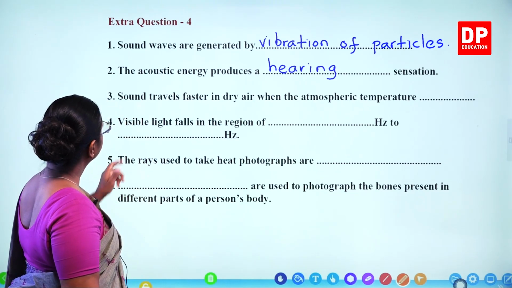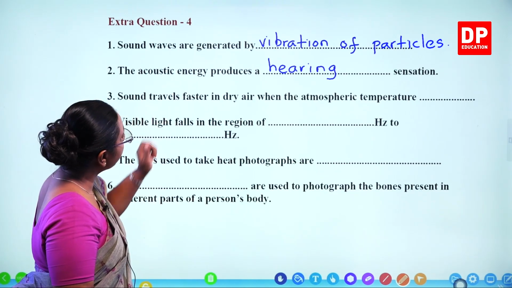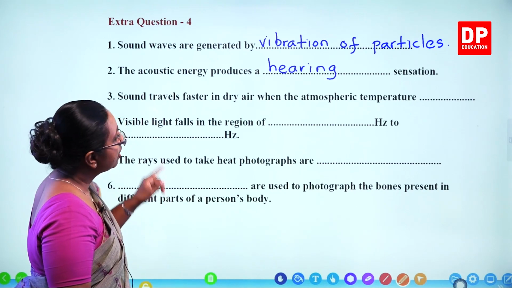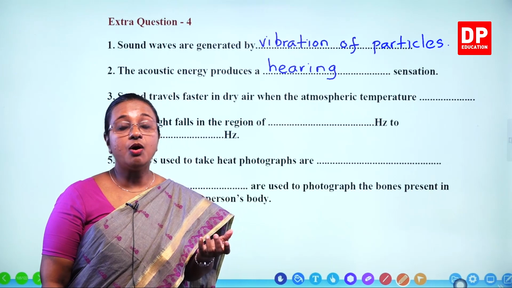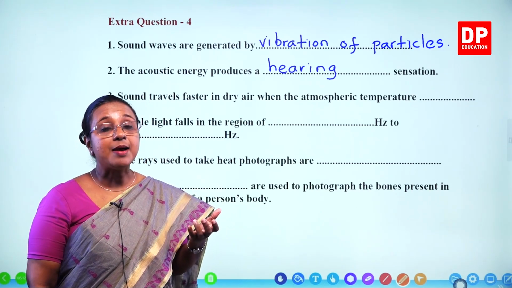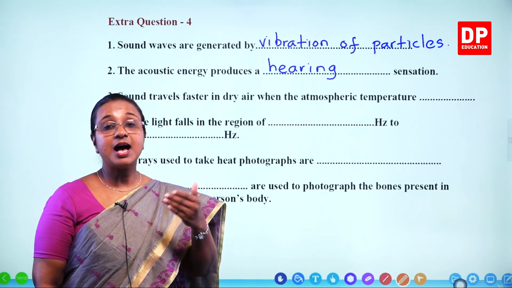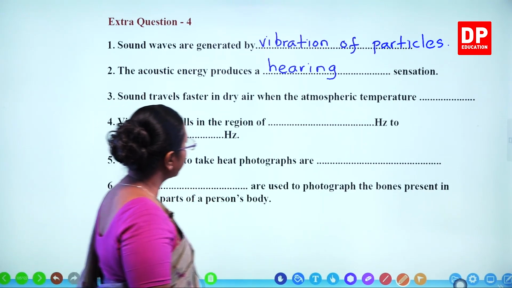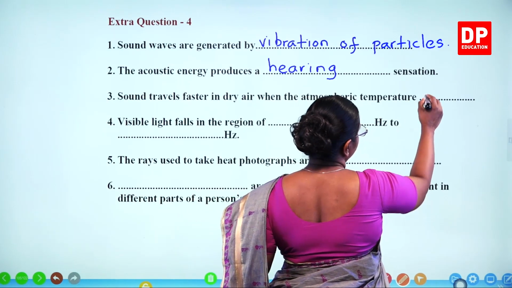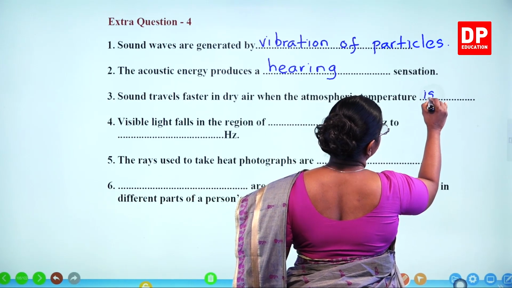Third one, sound travels faster in dry air when the atmospheric temperature is high or low. When the atmospheric temperature is high. So sound travels faster in dry air when the atmospheric temperature is high.